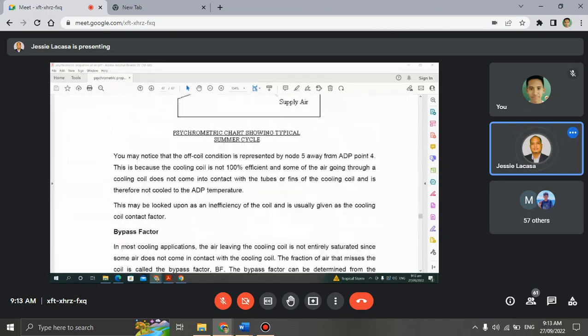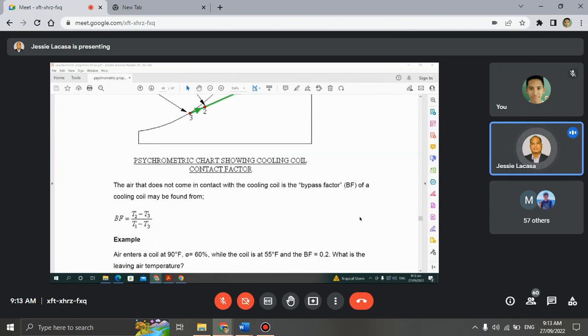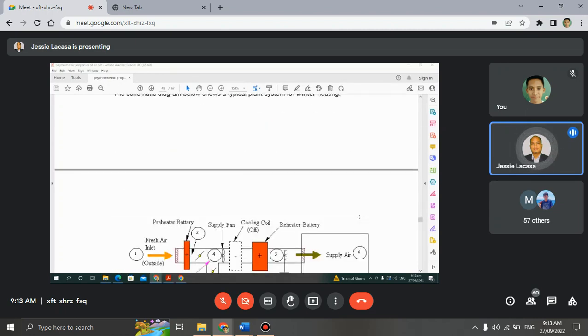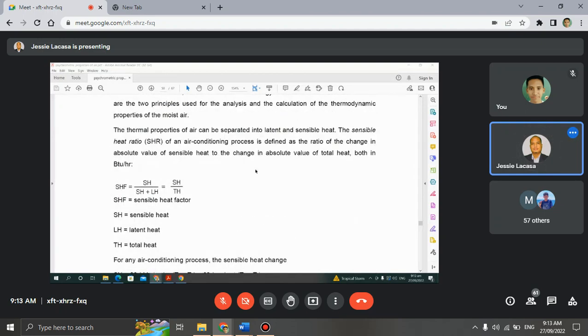For example, from this process going to this process, the sensible cooling here is sensible. So you take the sensible heat and divide it over the total, the sensible heat plus the latent heat. So that is the sensible heat ratio. Both in BTU per hour.